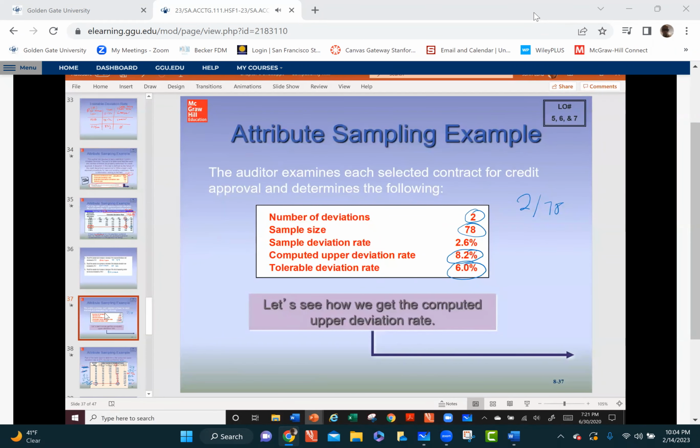Now, let me ask you a question. I probably should have asked you this already. Why are we interested in seeing if a sales order had a credit approval? Why do we care? Because if it didn't, it could be a fake sales order used to boost revenue.